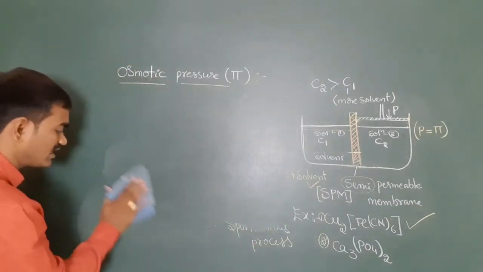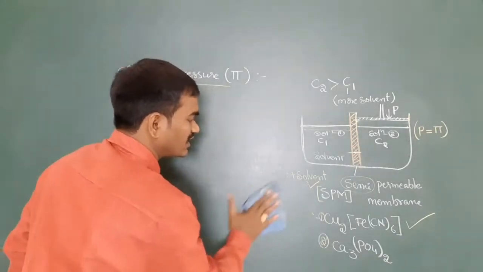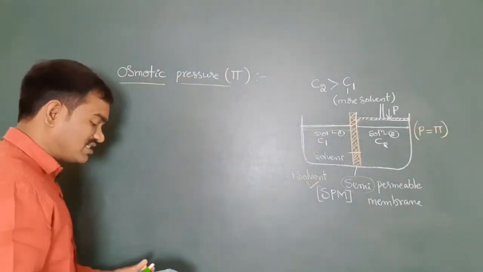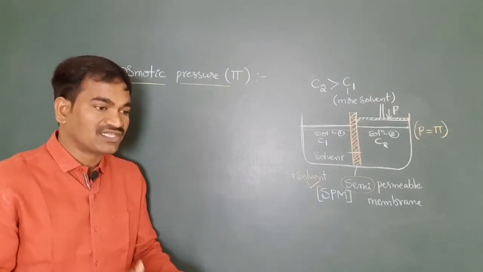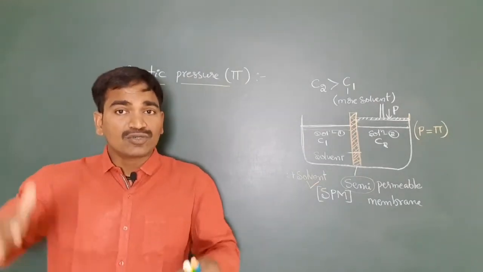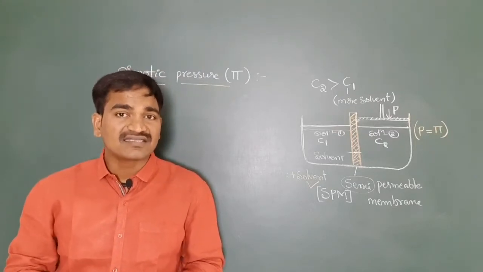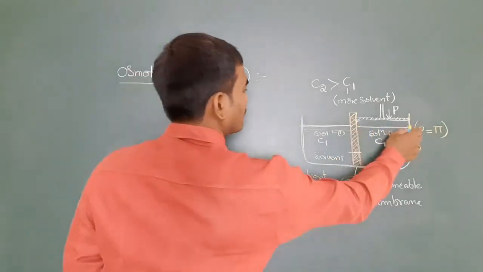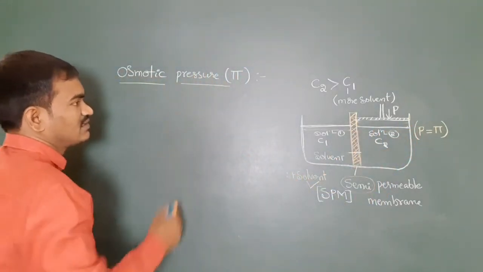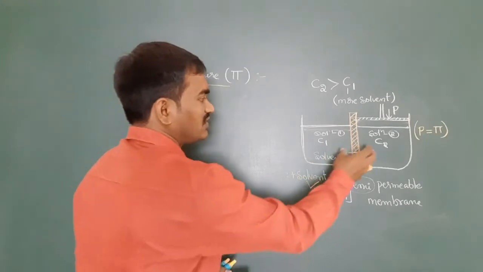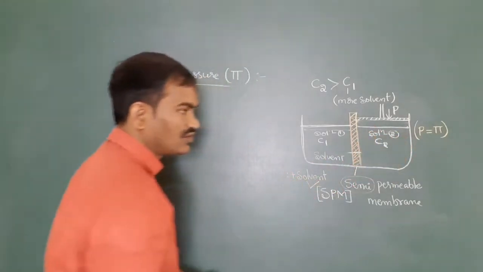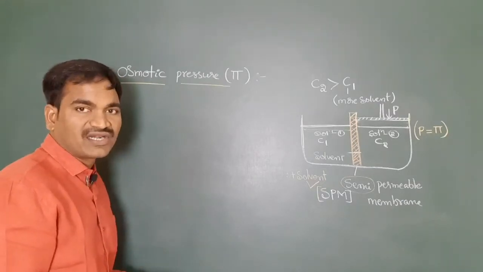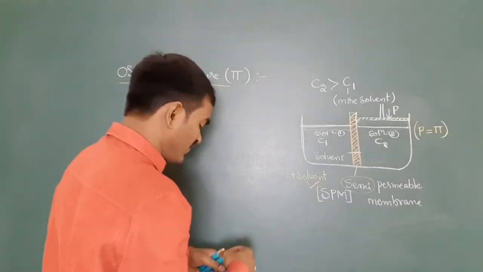What is the next one? Here you see. What is osmotic pressure? We have to have clarity. The pressure which is applied to stop osmosis is called osmotic pressure. Have you got it? So here you have to have clarity. Simply you can define it like this: the pressure which is applied on the highly concentrated solution side to stop the osmosis is called osmotic pressure. Simply you can define it like that.